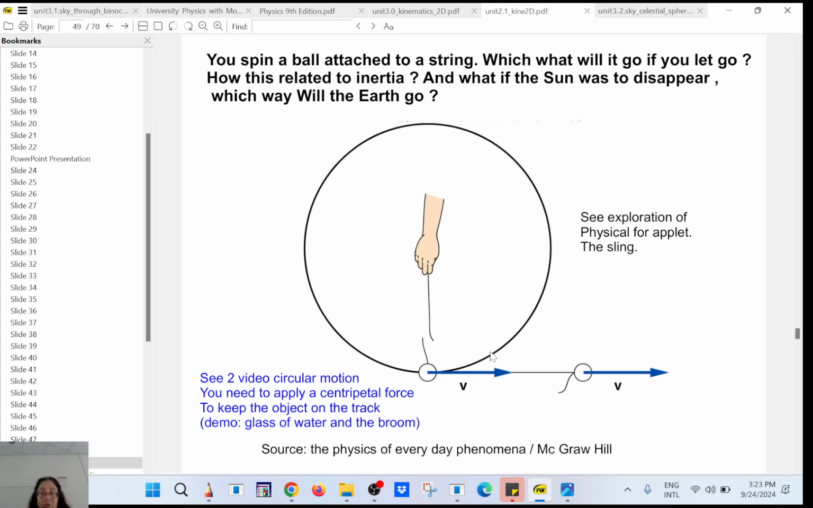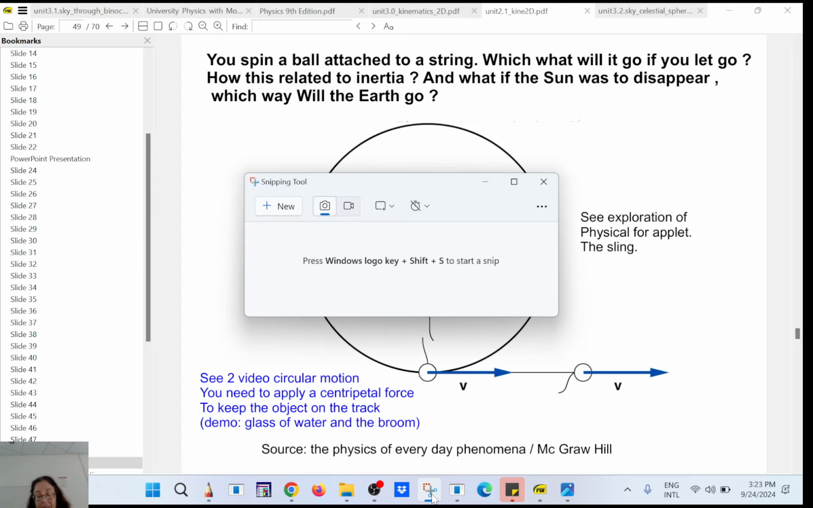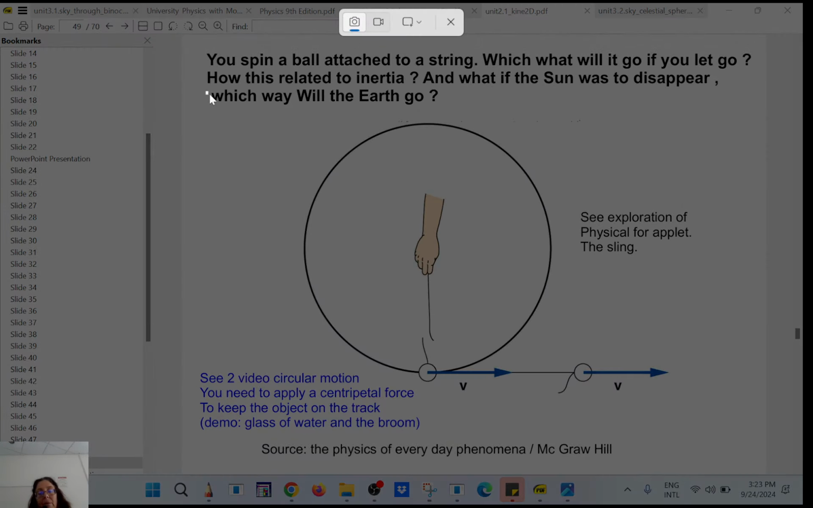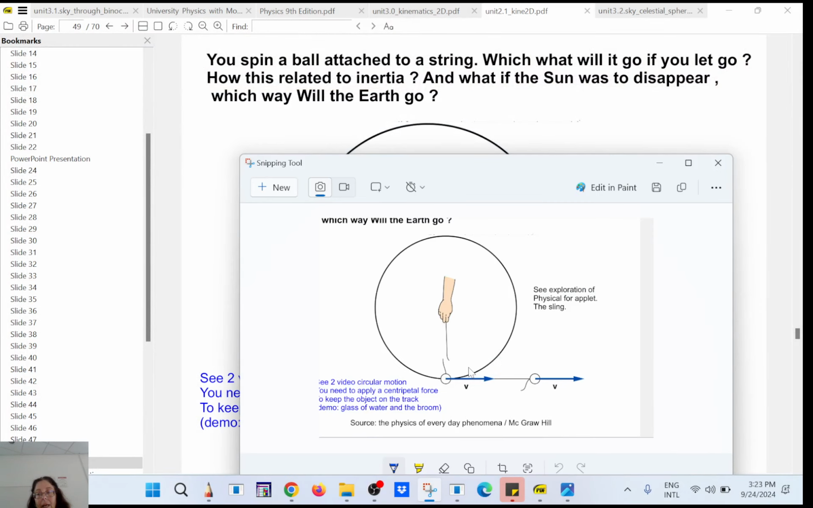And I'm going to show you. That can give you ideas for a demo. But basically, it works like this: I want to keep going in a straight line at a constant speed. No, you can't. There is a force here pulling toward the center. And the faster it goes, the stronger the string has to be. If you start to spin really, really fast, the string is going to break.